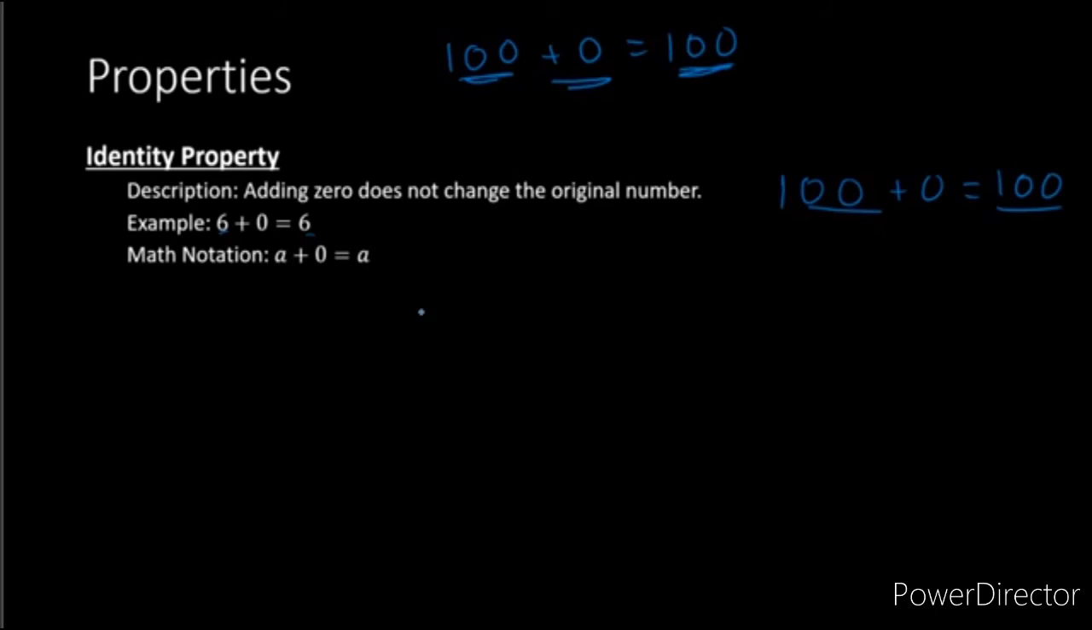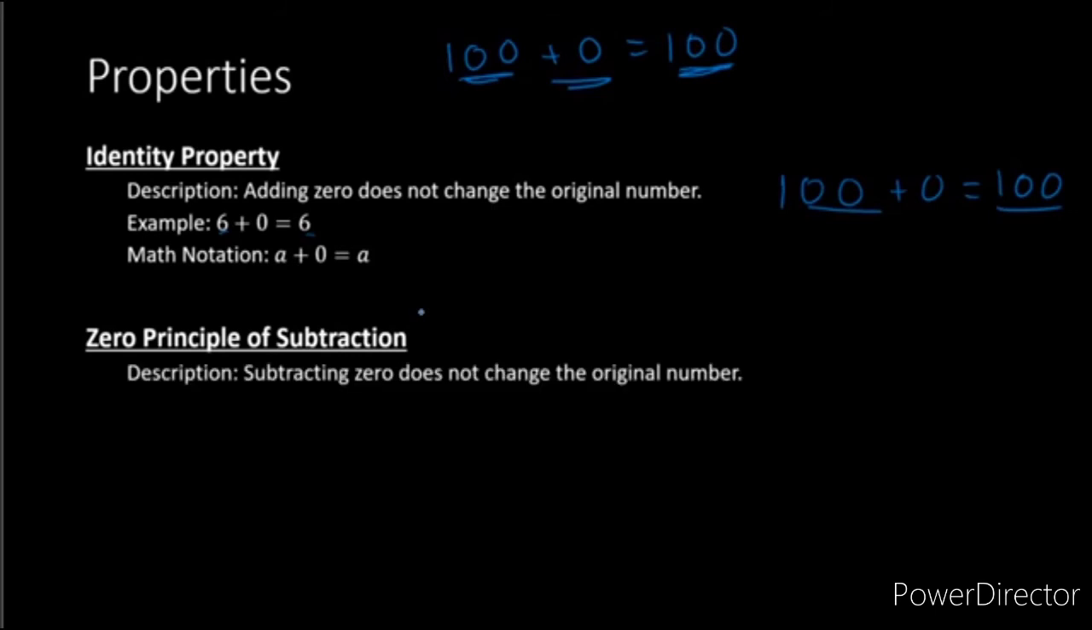And then our fourth property is a property dealing with subtraction. And this one we can just state as the zero principle of subtraction. So it's kind of like the identity property, but instead of adding 0, we're going to subtract 0. So subtracting 0 also does not change the original number. So for example, if we had 8 minus 0, our answer is still going to be 8.